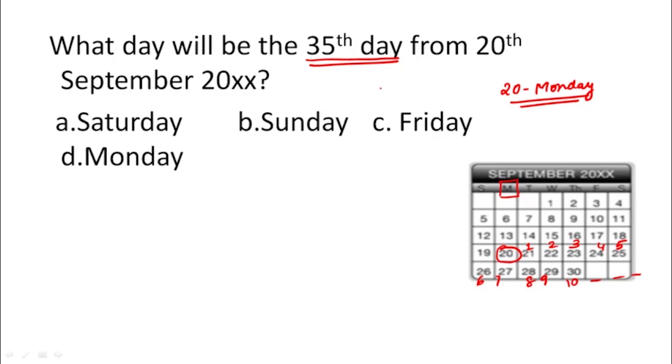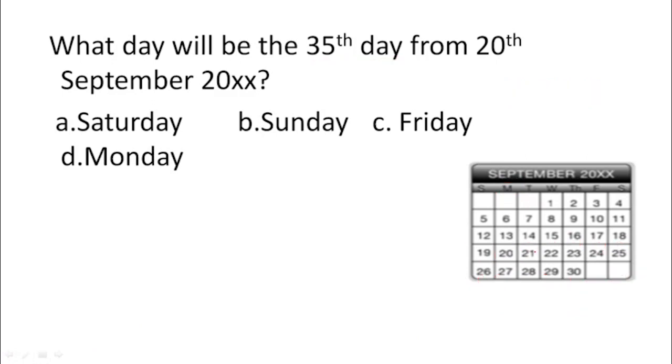But this is a time consuming process, right? So in the examination, do not sit down and write like 1, 2, 3, 4, 5 like that. Write till 35 and see which day is this 35th day from 20th September and mark the answer. That's not the correct way to solve the question. Ideally, how you have to solve this question is like this.